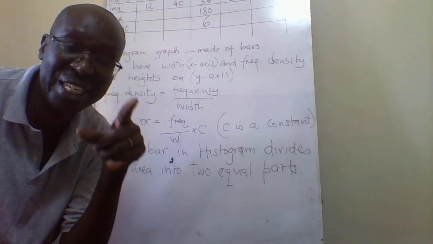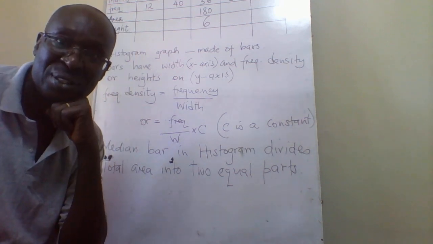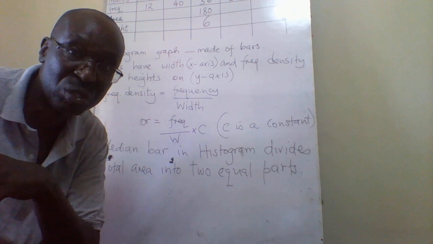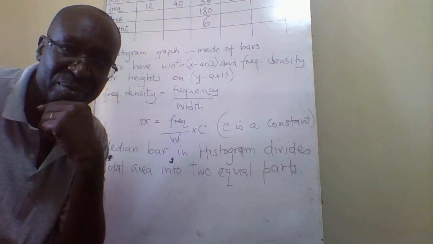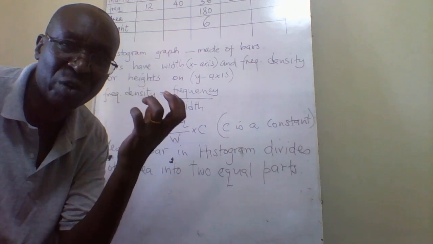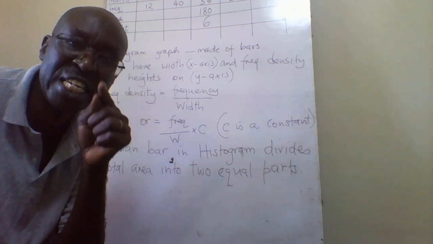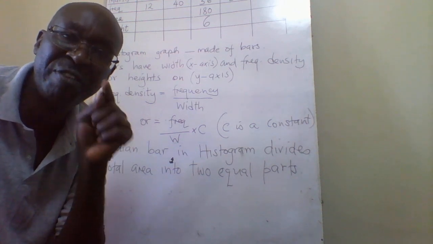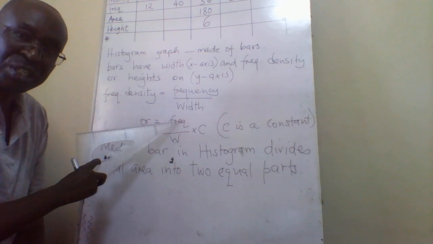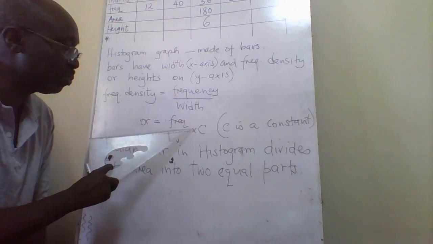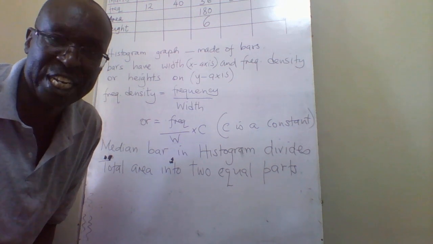Frequency density is referred to as height. But it is not in most books. Most of the books, you don't get that, and that is what now brings confusion to students. But get it: frequency density sometimes is referred to as height, and it can be frequency over width multiplied by C, where C is a constant.